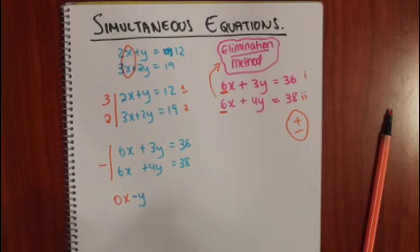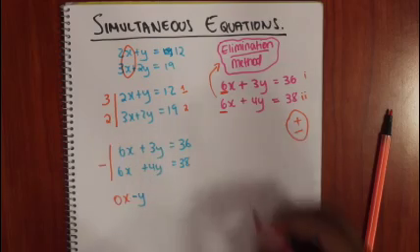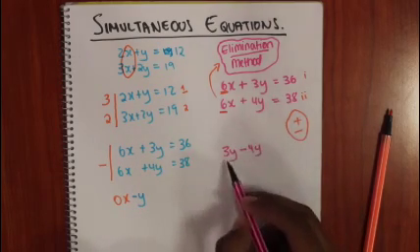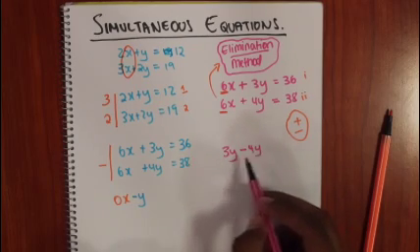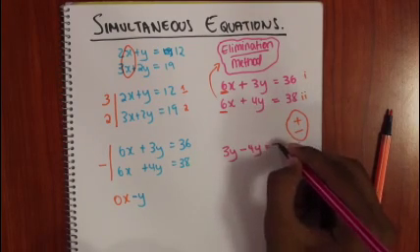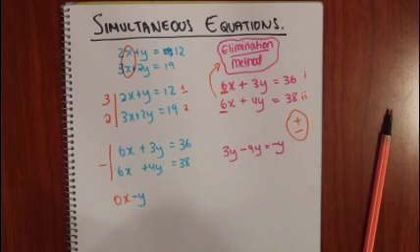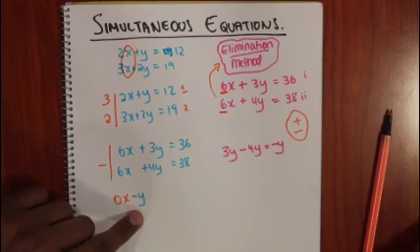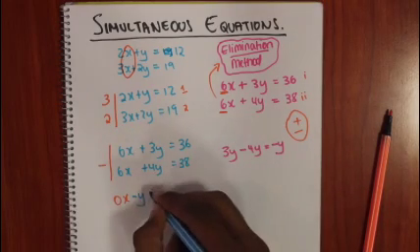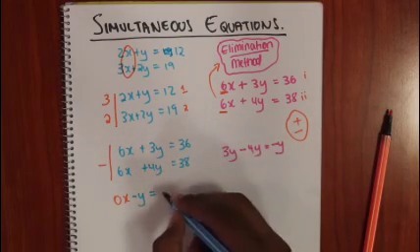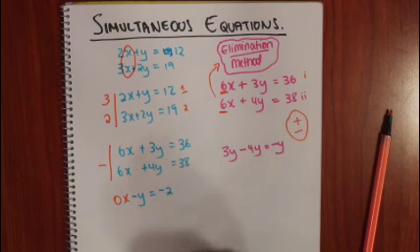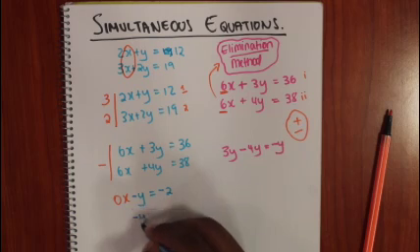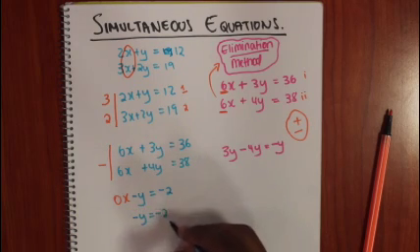3y minus 4y is negative y. Pay attention to the signs. It's 3y minus 4y. It's a smaller number minus a bigger number. This will always give you a negative value. Negative y. So 0x minus y is equal to 36 minus 38, negative 2. 0x is eliminated. So this is negative y is equal to negative 2.